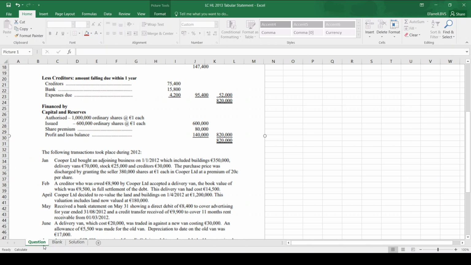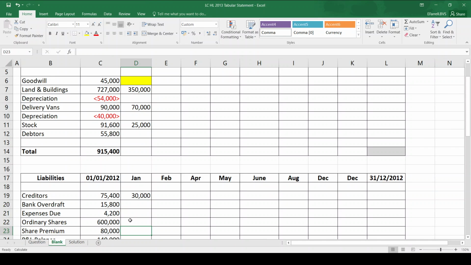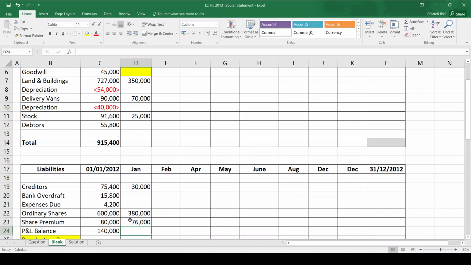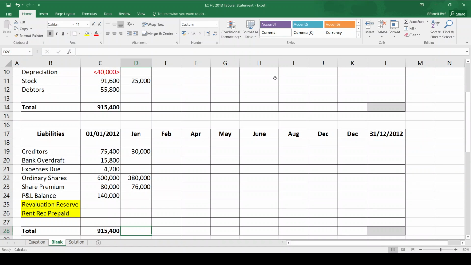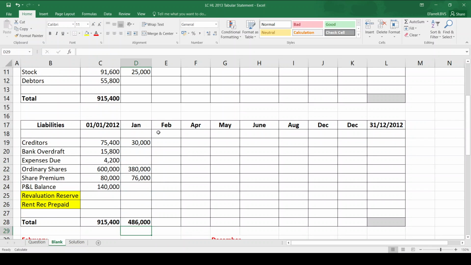Then it says that, so that's all these figures in. The purchase price was discharged by granting the seller 380,000 shares at €1 each, and a share premium of 20 cents per share, which would be 20% of the 380,000. So share capital, or ordinary shares, is going to go up by 380,000, and share premium will be 20% of that, 76,000. So now we just total our liabilities, which come to 486,000.